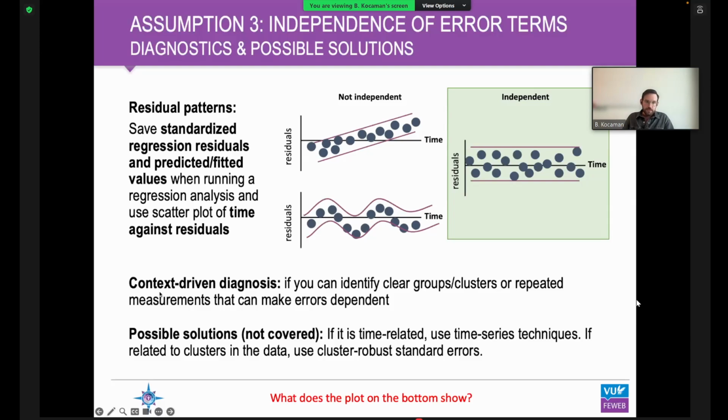And this is from the residual patterns. The context-driven diagnosis, as I mentioned: if you already have clearly defined groups or clusters in your data, or you know that you have repeated measurements in your data, you will probably violate this independence of error terms assumption. The possible solution here is that if you have time-related issues, then you can use time series techniques. If you have cluster data, you can use what's called cluster robust standard errors. You can use them to make your conclusions, but these are not covered. But know that there are solutions that exist to solve this problem.